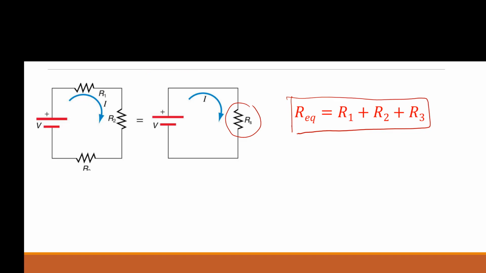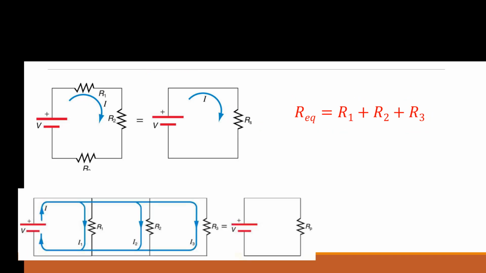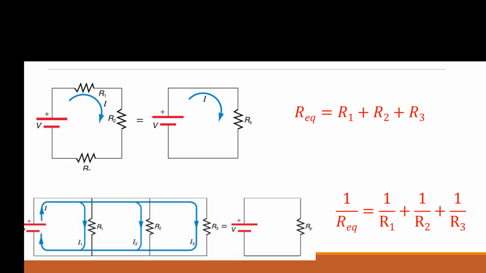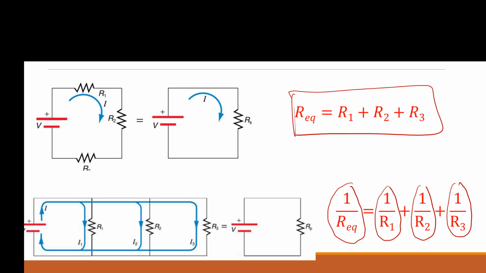Similarly, when you have resistors in parallel, we can convert them to a single resistor, but the equation is different this time. 1 over the equivalent resistance is equal to 1 over R1 plus 1 over R2 plus 1 over R3. So we will be able to find the equivalent resistance when the resistors are in series and parallel using these 2 equations.